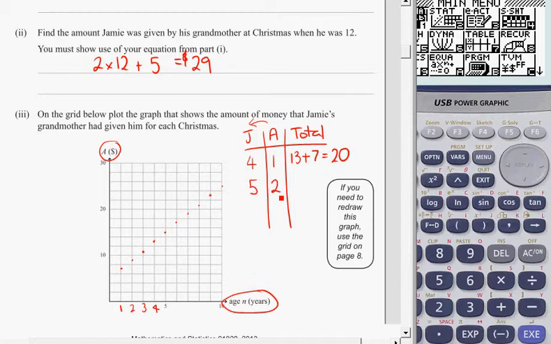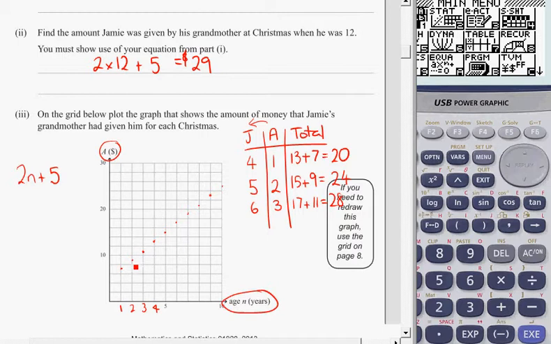Jamie was 5, Anna would have been 2, so we could work out how much he was given. Remember the formula is 2n plus 5 for both of them. 2 times 5 is 10, plus 5 is 15, plus 2 2s are 4, plus 5 is 9, so that would have been 24. Then 6 and 3, they would have got, you can see the pattern now, 28. So let's just check.